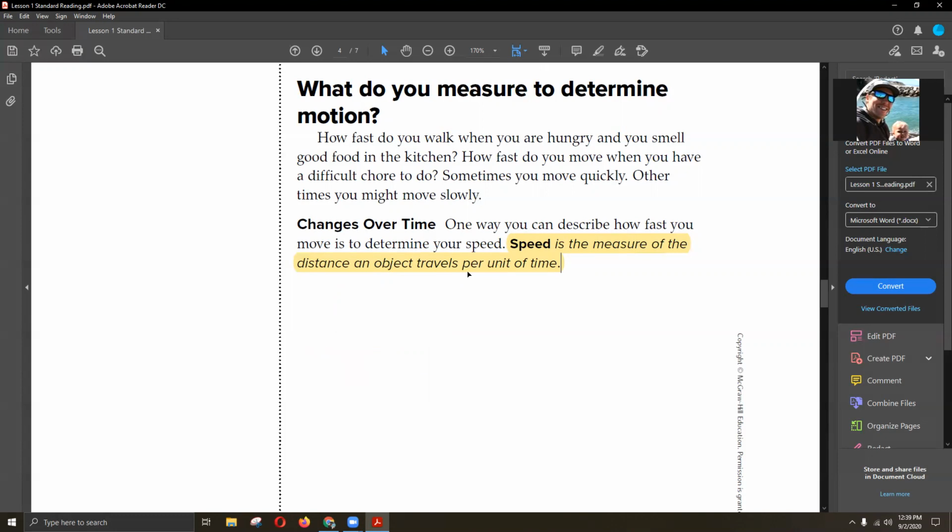This is something you see all the time when you're in the car with your parents and they're driving. You would see something like this on the dash saying the speed of the car is 65 miles per hour. And what that really means is 65 miles are driven every hour. So for every 1 hour, you are driving 65 miles. That is what that says, and that is your speed.